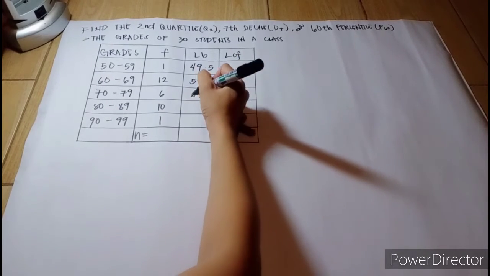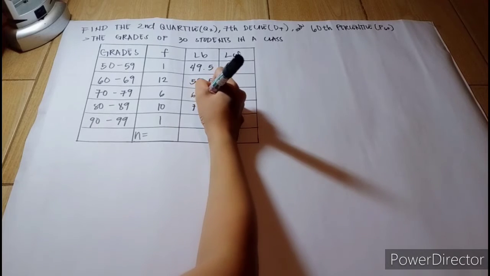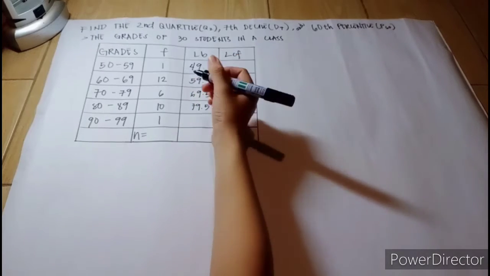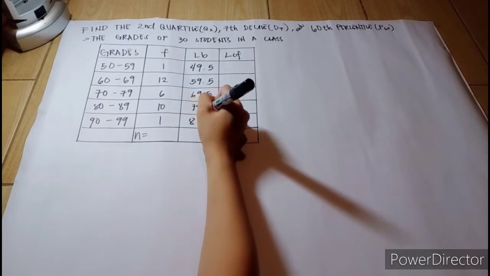80 minus 0.5, that is 79.5. Then this is 89.5.